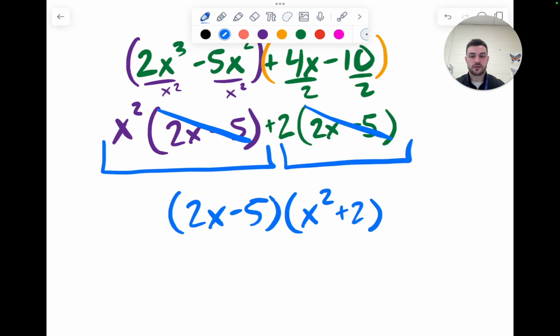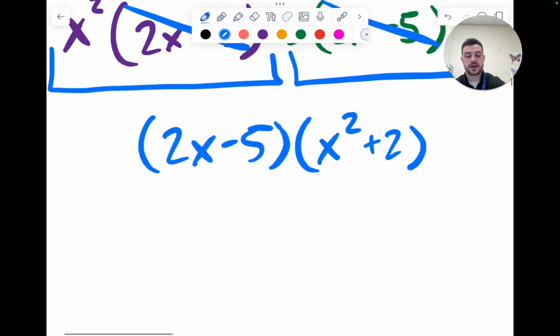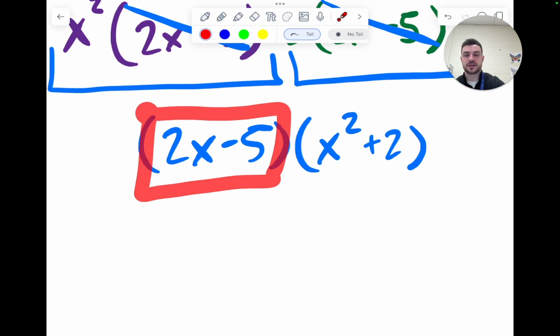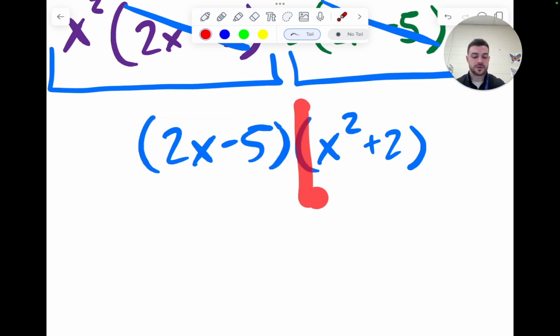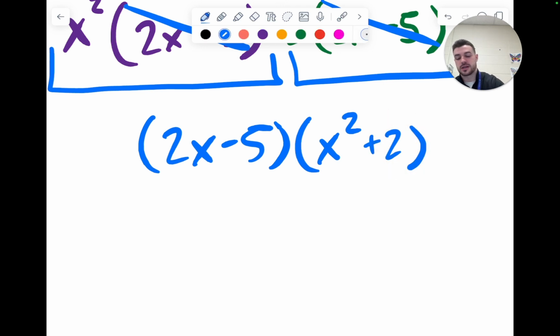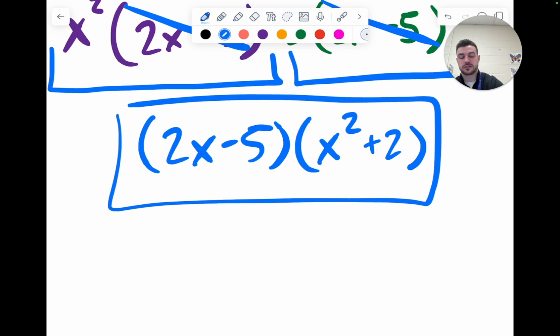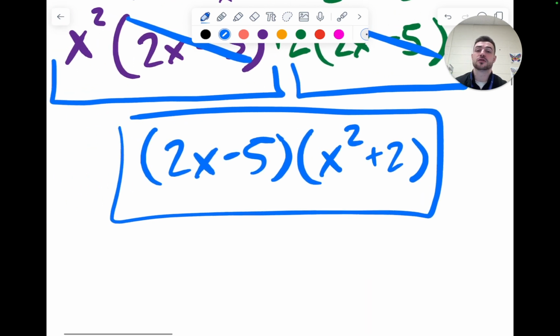Now, whenever we do this, we might want to check to see if we could factor more. There is nothing that I can take out of this binomial, and this does not factor because although this is a square, this is not, and it's not a difference either. So that means we are done, and this is the factored form. All right, so that is factoring by grouping. I will do another example, and I'll also show you the box method on the next one.